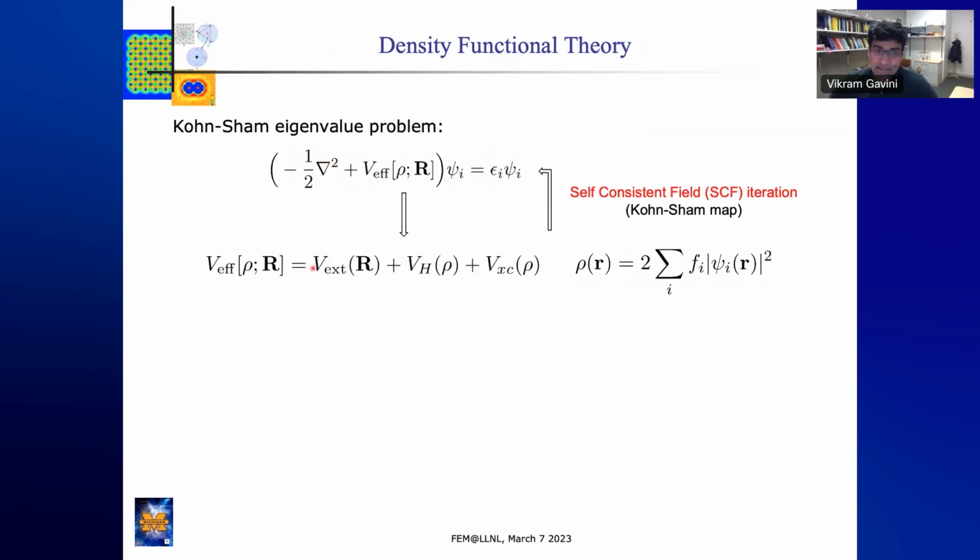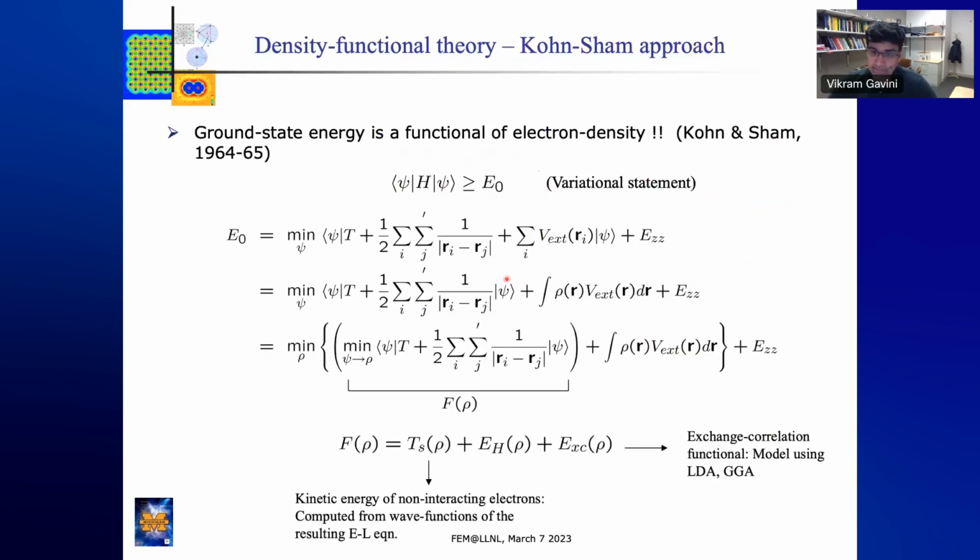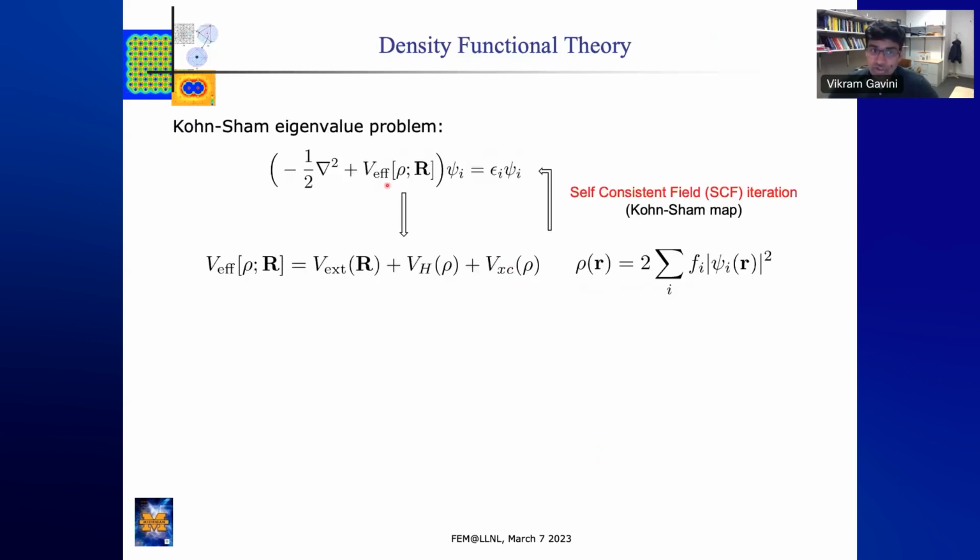Now, this effective potential has three components. One is the external potential that's provided by the nuclei, the Hartree potential, which is nothing but the Coulomb electrostatic potential corresponding to an electron density distribution rho, and all the quantum mechanical interactions which are in this exchange correlation potential, which is nothing but the functional derivative of this exchange correlation energy. Now, this effective potential depends on the electron density, but the electron density itself is computed in terms of these wave functions psi_i.